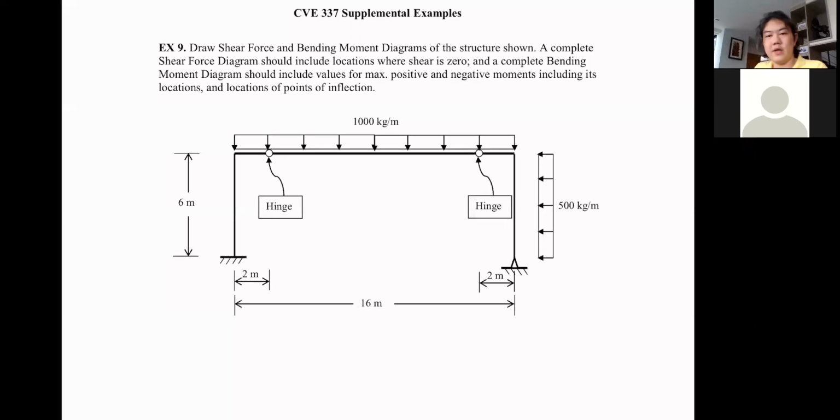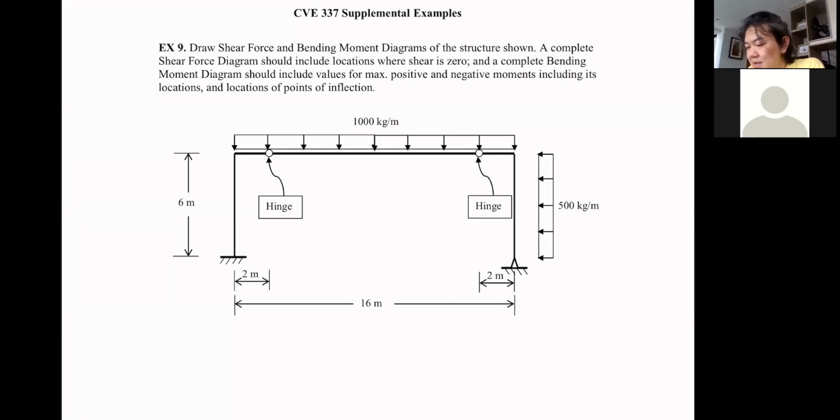Okay, so let's take a look at another example. This one is a simple looking structure because there's no inclined member. As you can see, it used to be in the exam a few years ago, when everything was kind of tough.